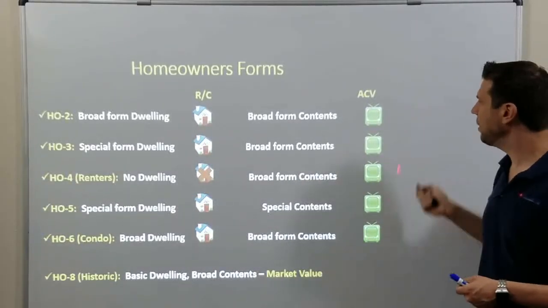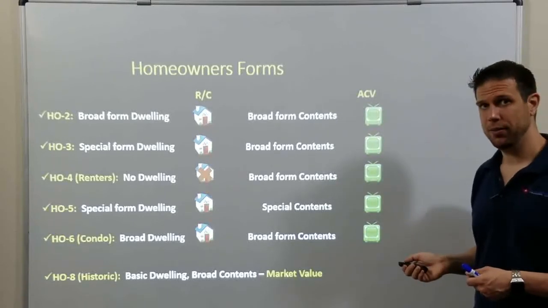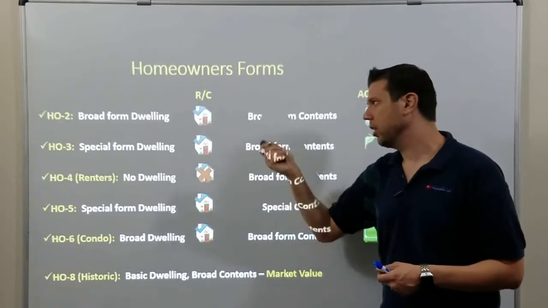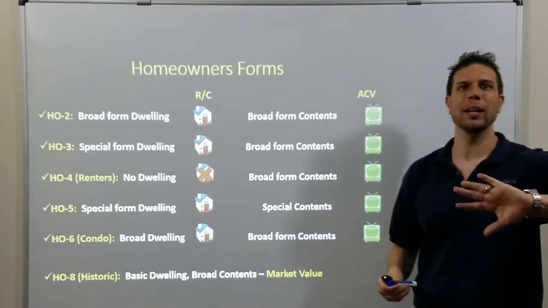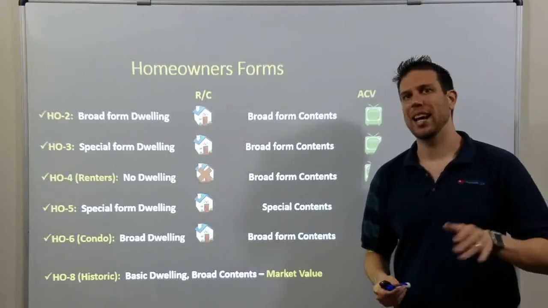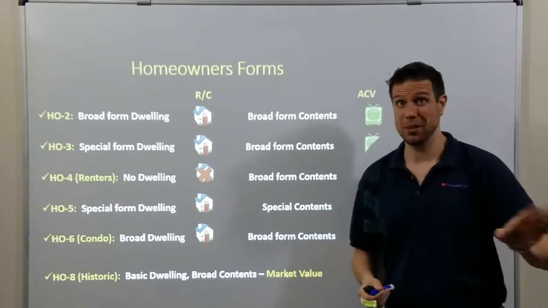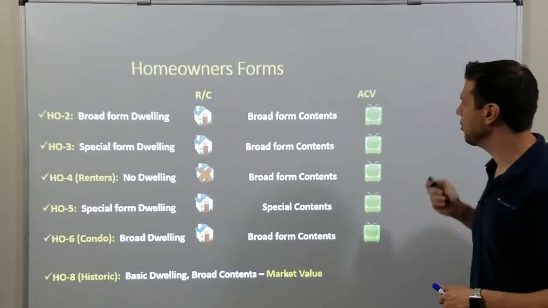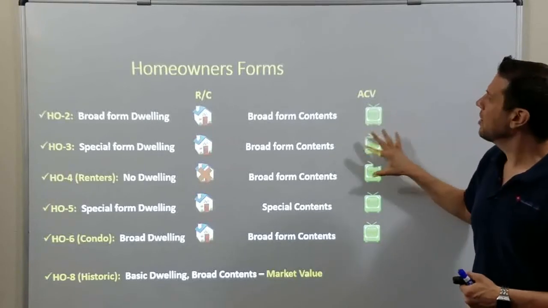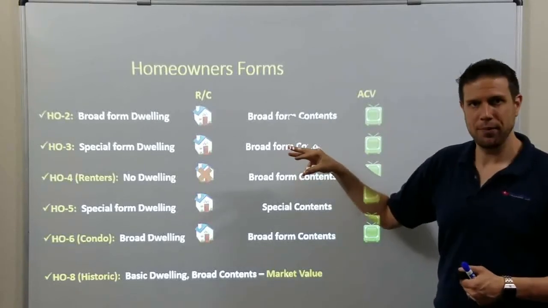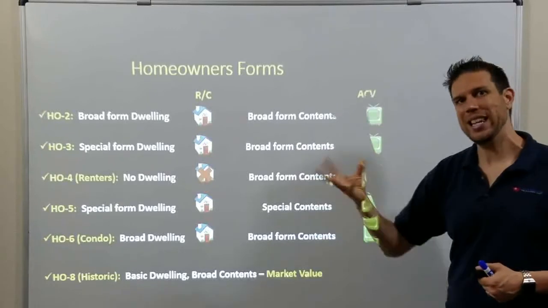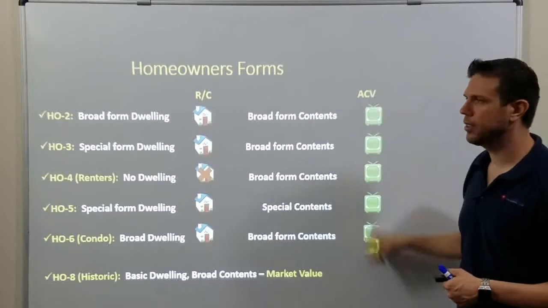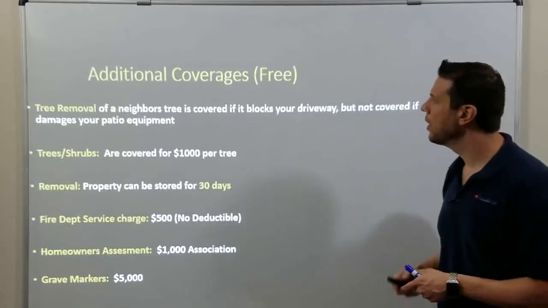Contents are typically actual cash value. Structure is always replacement cost, except on the dwelling policy 1, it was actual cash value. And the DP1, that's bad insurance. Structures, replacement cost, contents, actual cash value. You can endorse this up to replacement cost, but then you'll have the 80% co-insurance. We'll talk about that a little bit later. You have to pay extra for replacement cost contents.